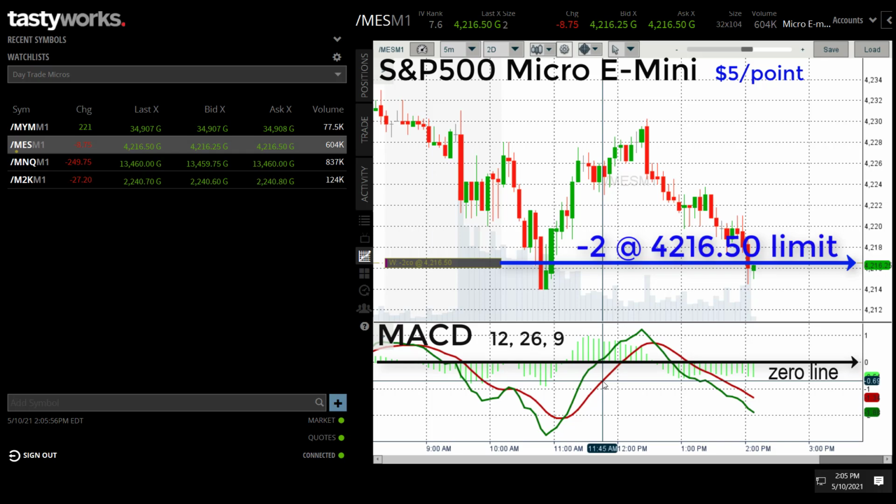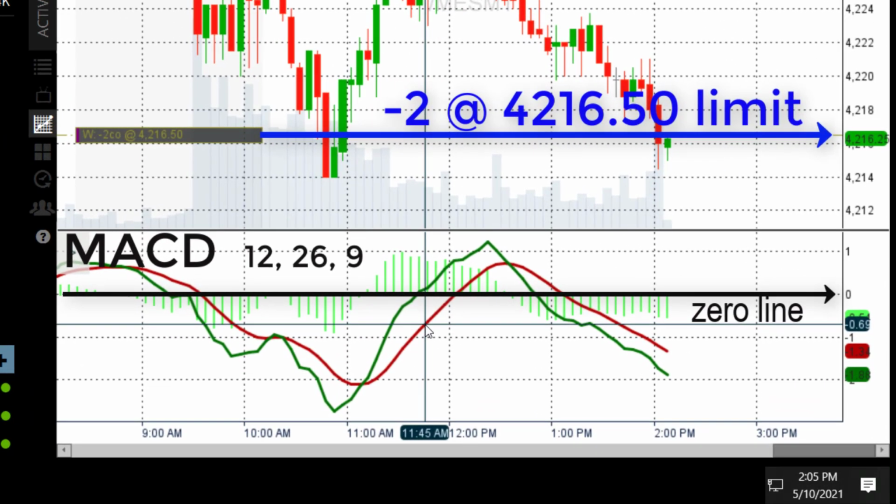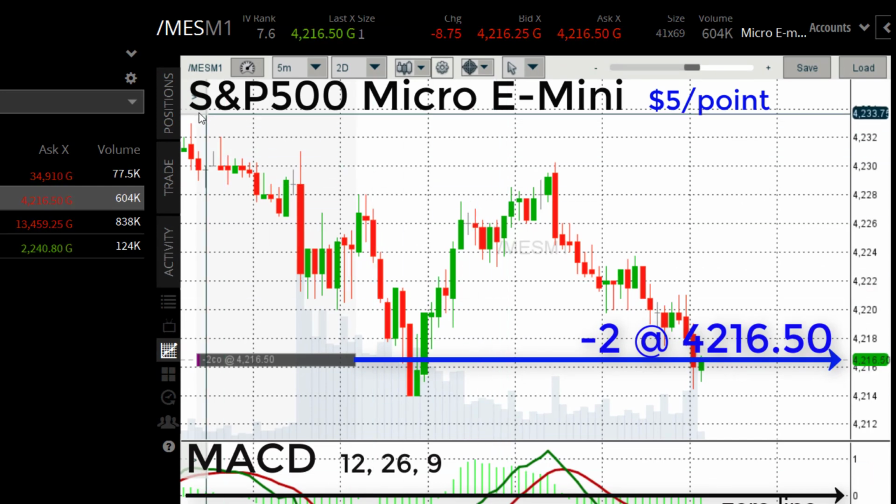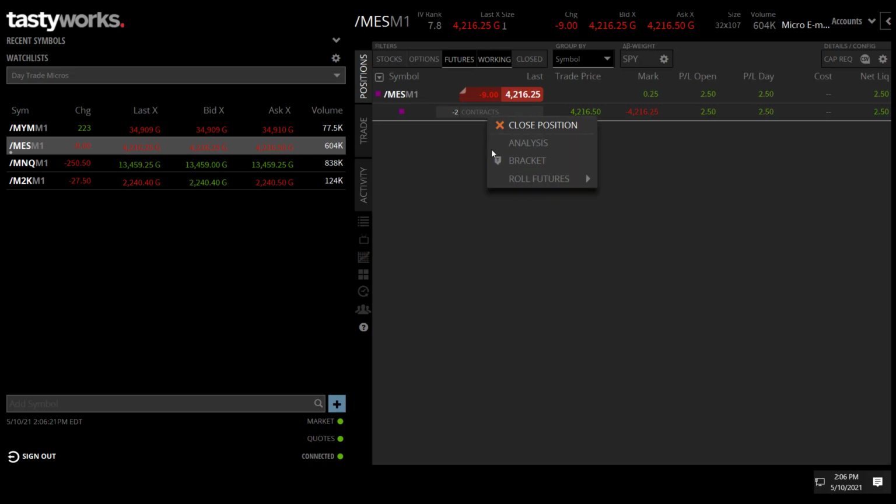Sometimes you can miss a really good trade trying to shave that extra 0.5 point off of it. But this one's been filled now at 42.16 1/2. So my trade is now underway.